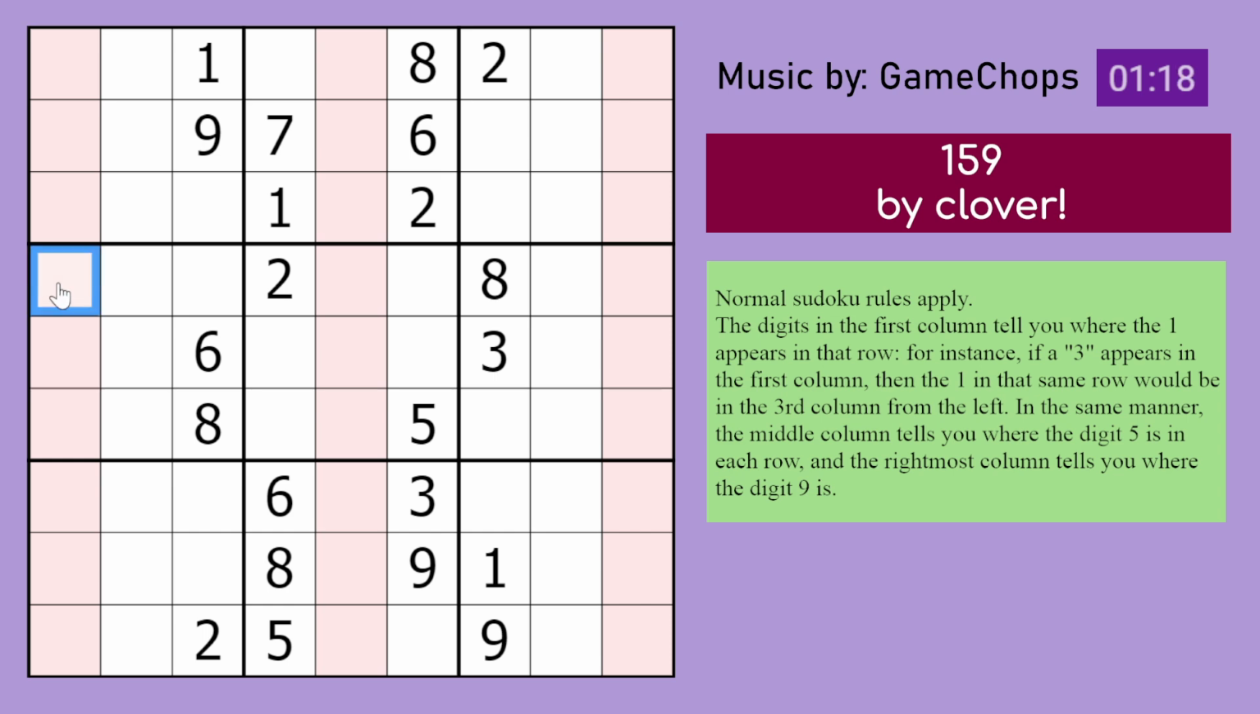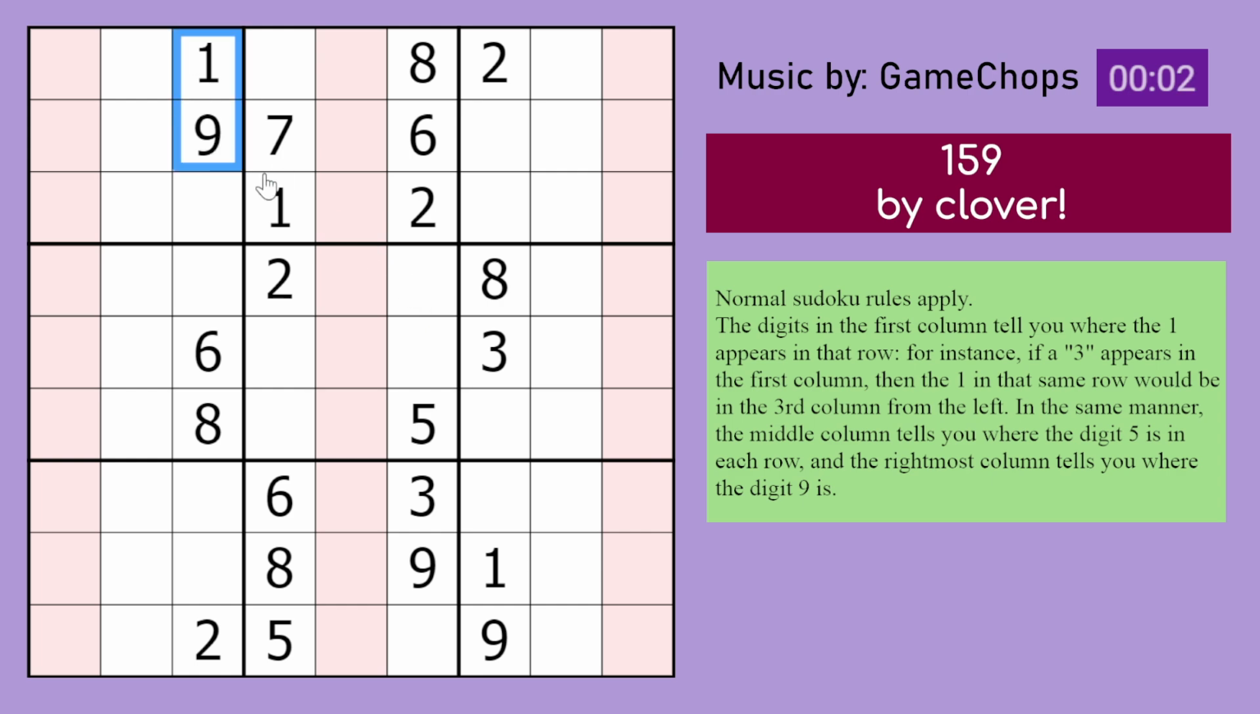And if this was a 9, for example, then that would be a 1, because this indicates that the 1 is in the 9th cell of the row. The same works for this column with the digit 5 and for this column with the digit 9. Alright, yeah, so that's just the entire rules. A little bit more confusing, but I think we can get through it. With that, let us begin solving.